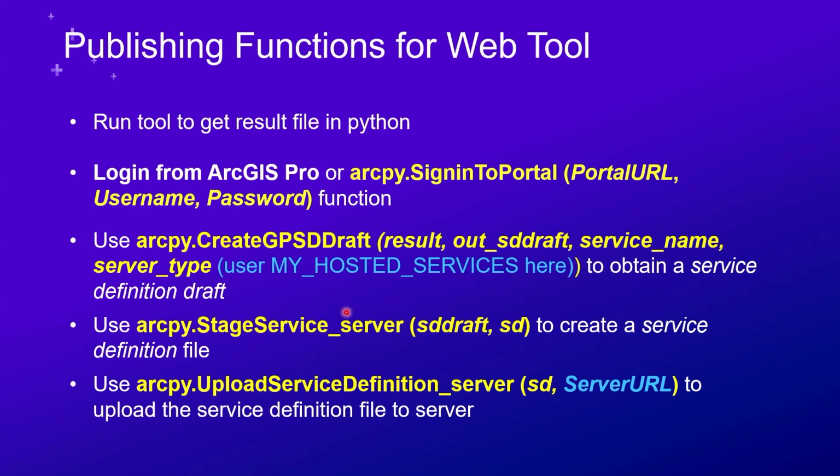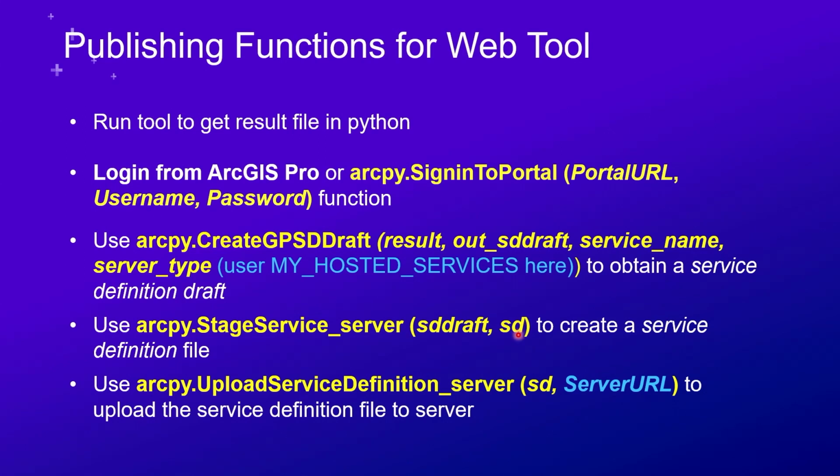And next, there are 2 functions from the server module. The first one is stage service. The next one is upload service definition. With stage service, you pass your service definition draft, and then you create a service definition. Now, a service definition draft is like a blueprint. You don't have the real things, you don't have the real object there. But the service definition is based on this blueprint, and packages all the necessary data, tool, or file.